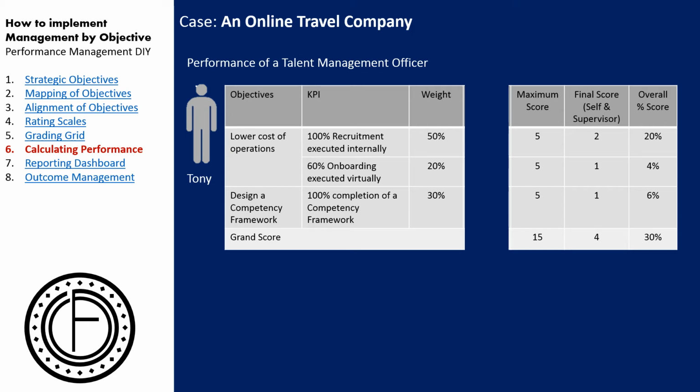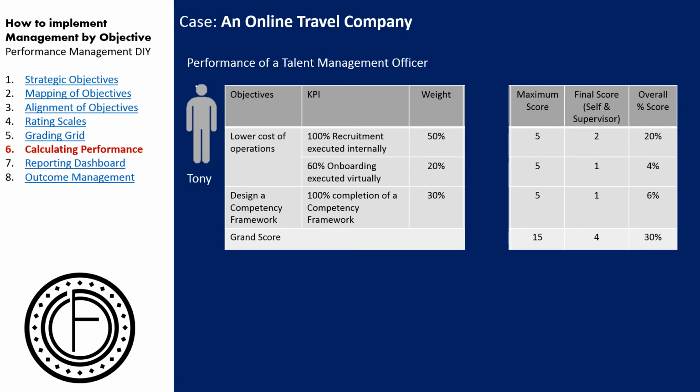The same thing you will do for each of the other KPIs, which gives you the overall percentage score for Tony. Now you go back to your grading grid and look for 30%. Where is 30% seated? Obviously that's unsatisfactory performance, anything below 50% by the grading grid we have in this course.